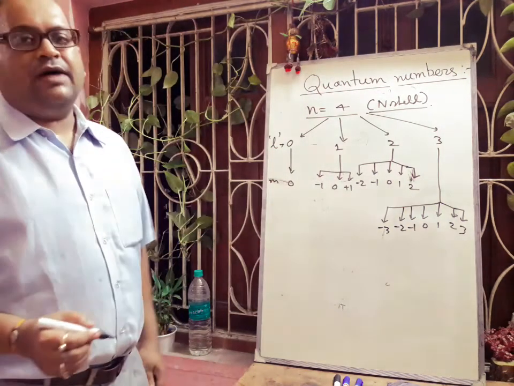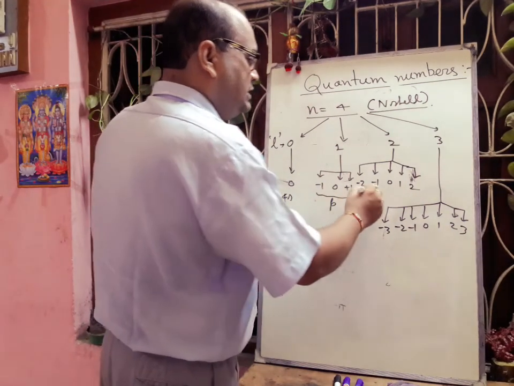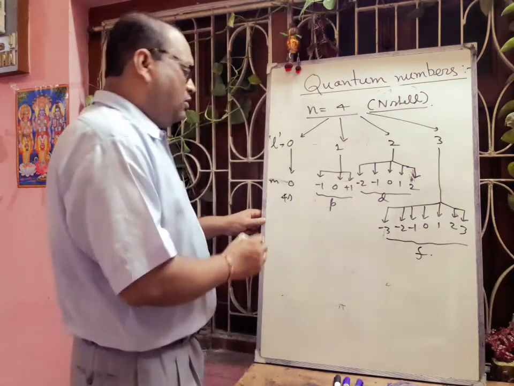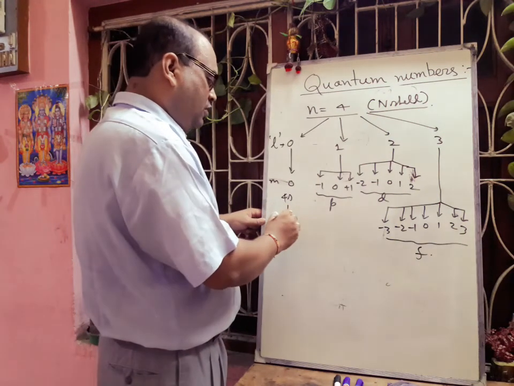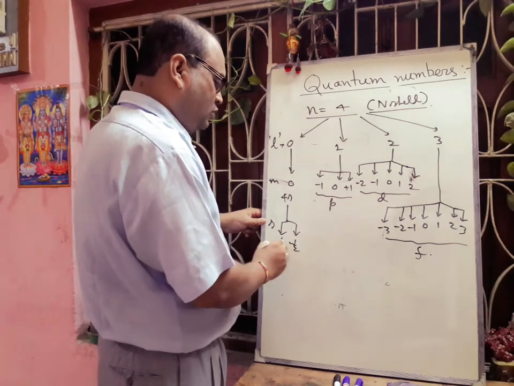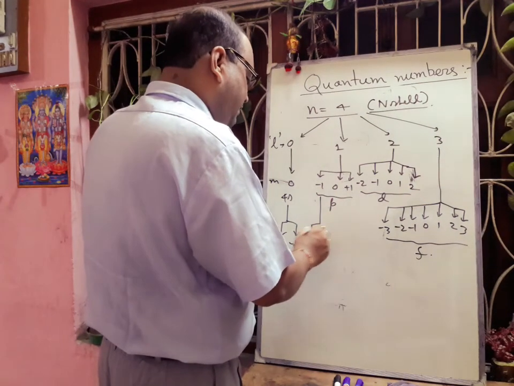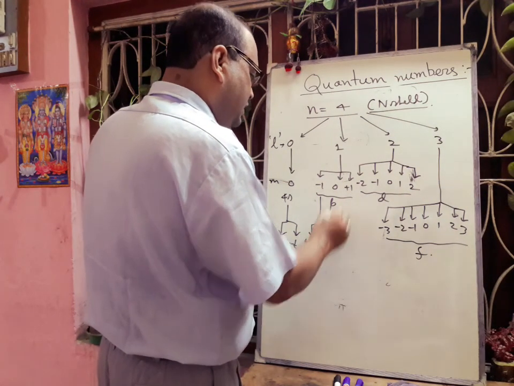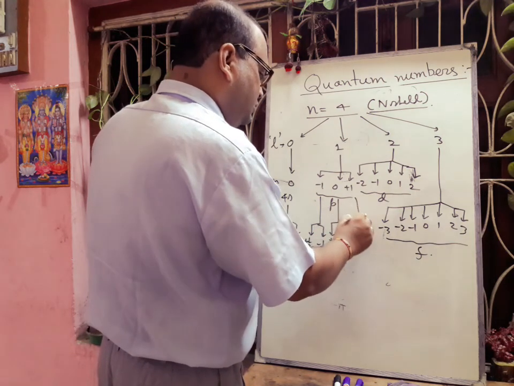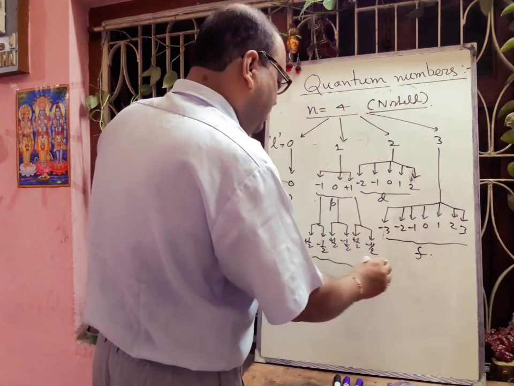Now these represent what? That is the 4s orbital, and these are p orbitals, these are 5 d orbitals, and these are 7 f orbitals. Now if we consider the spin, each orbital has 2 spins, one plus half and another minus half. So the total number of electrons in s will be 2. Here there are 3 p orbitals, each with plus half and minus half, so the total number of electrons will be 6.